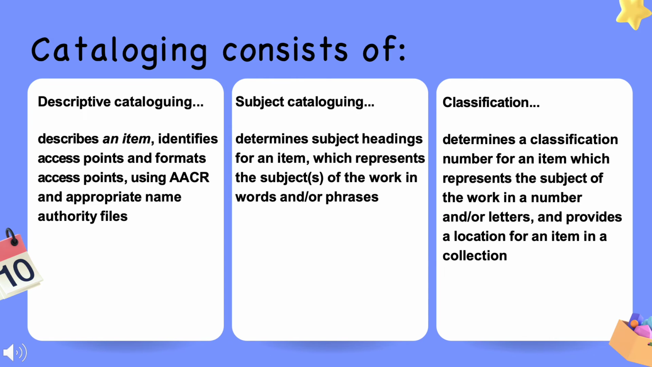What is descriptive cataloging? Descriptive cataloging describes an item, identifies access points and formats access points, using AACR and appropriate name authority files. What is subject cataloging? Subject cataloging determines subject headings for an item, which represent the subject of the work, in words and/or phrases. What is classification? Classification determines a classification number for an item, which represents the subject of the work, in numbers and/or letters, and provides a location for an item in a collection.